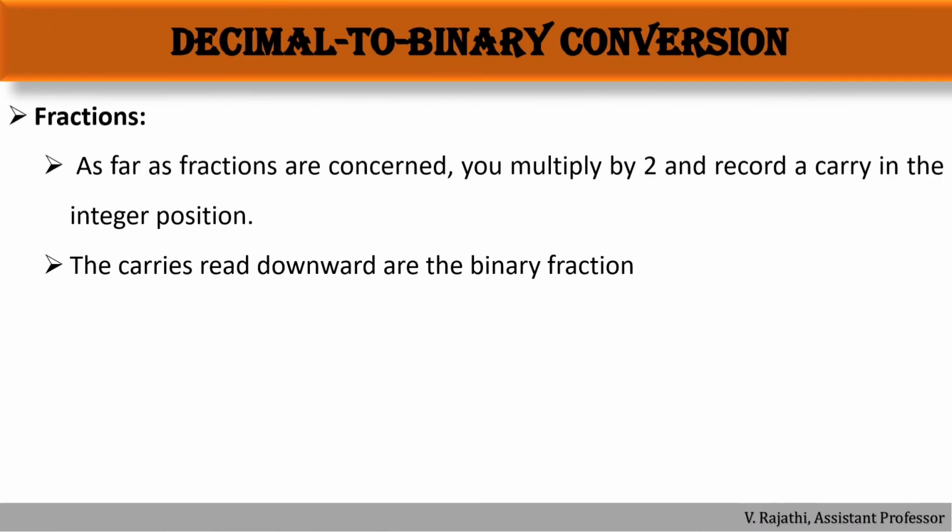In the same way as binary to decimal conversion, where we already saw the fraction part, here also we have the fraction part. As far as fractions are concerned, you multiply by 2 and record a carry in the integer position. The carries read downwards are the binary fraction.